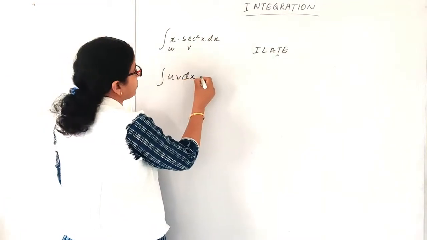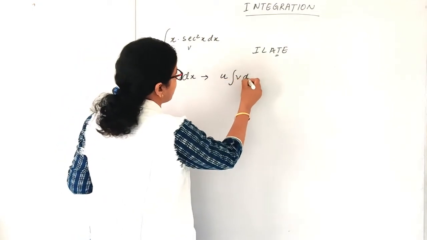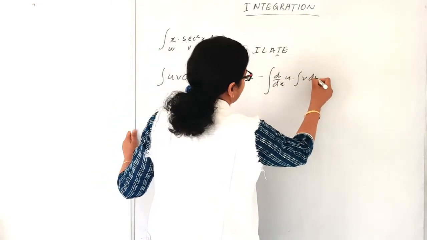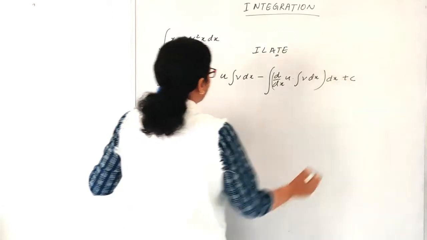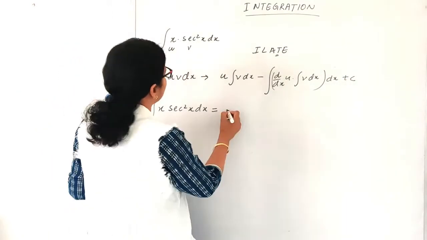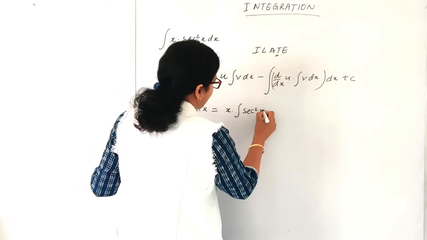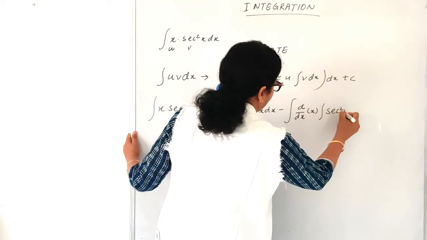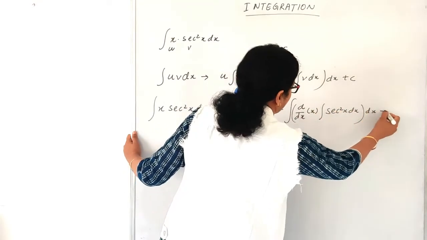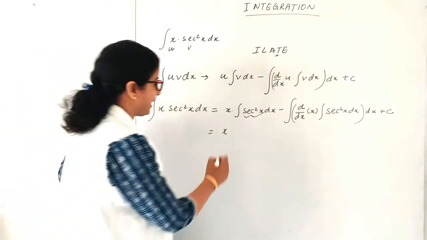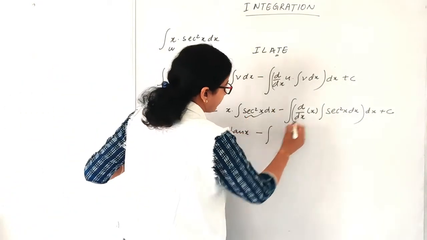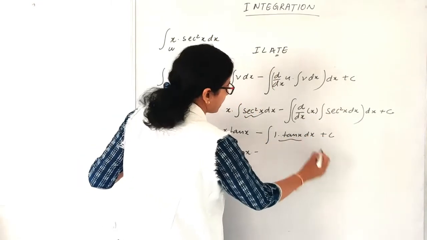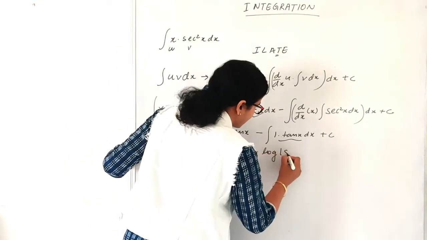So what is the uv rule? It is u integration of v dx minus integration of differential of u integration of v dx, and whole integration plus c. Now let us apply this over here. So basically u means x will be copied as it is, secant square x dx, minus differential of x, integration of secant square x dx, and whole integration, plus c. Integration of secant square x is tan x. Already we know that. Minus differential of x is 1. This will be tan x dx plus c. What is the integration of tan x? It is log secant x plus c.